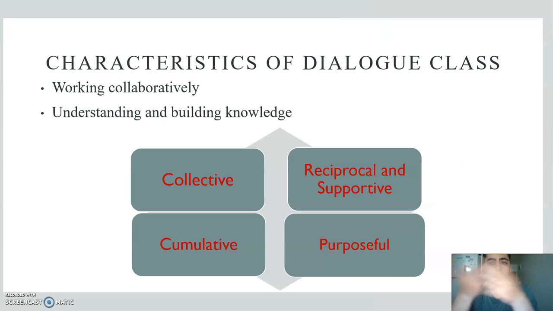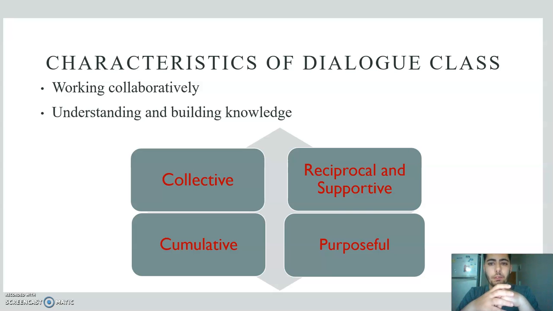So, what are the characteristics of a dialogic class? In a dialogic class, students work collaboratively with their peers to construct knowledge. In particular, this teaching methodology suggests that through conversations and collaborative work, students make sense of what's happening in class and build their own understanding and knowledge. Now I will explain these characteristics.